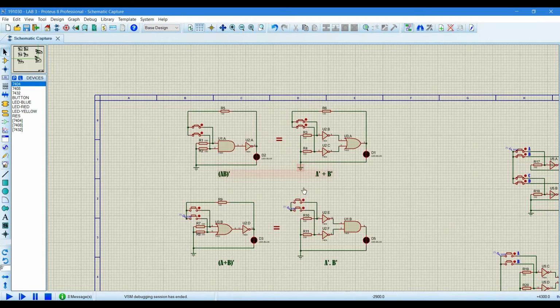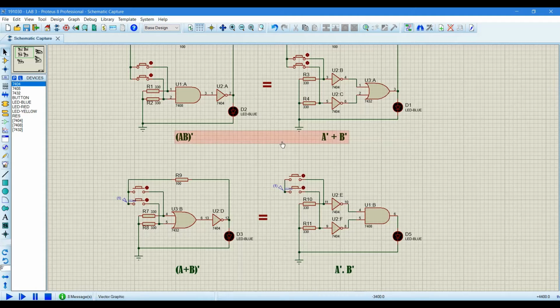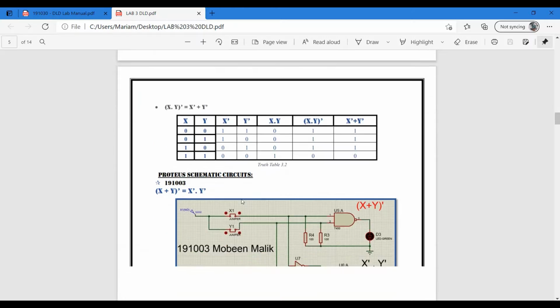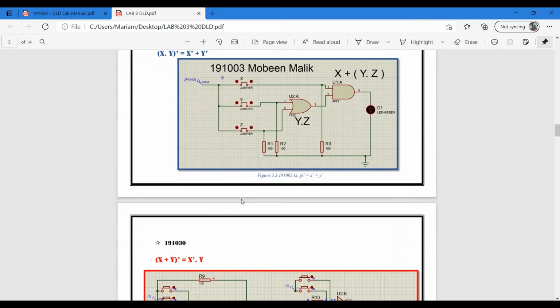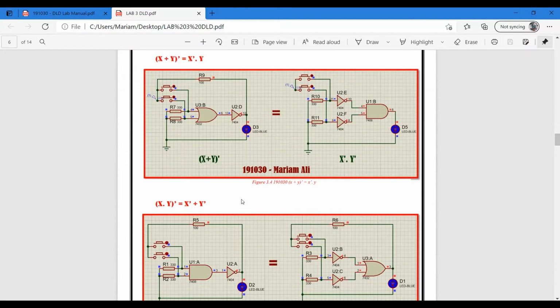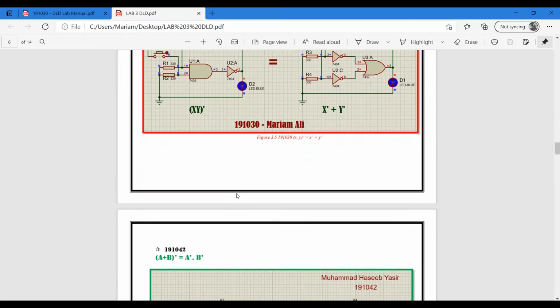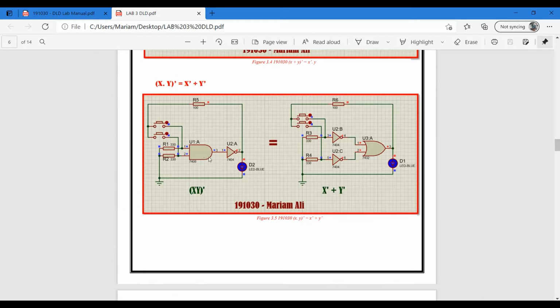So these are the two De Morgan's laws, and they are important laws for implementing any circuit of logic gates. As we can see here, these two and these two: here we use 3 logic gates, here we use 2 logic gates. So you can say somehow it reduced the circuit, or reduced the logic gates.